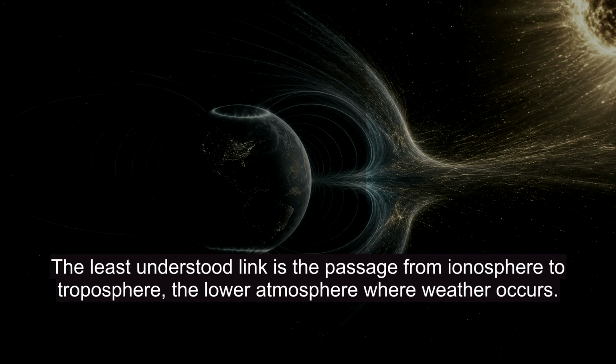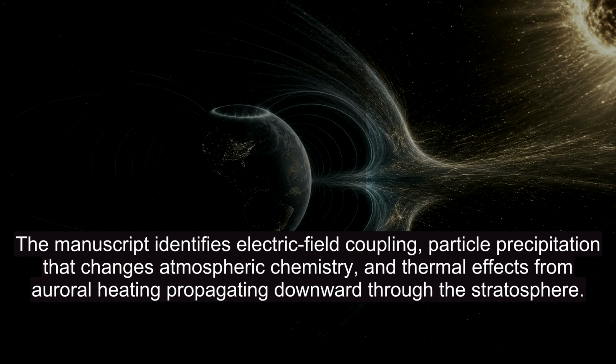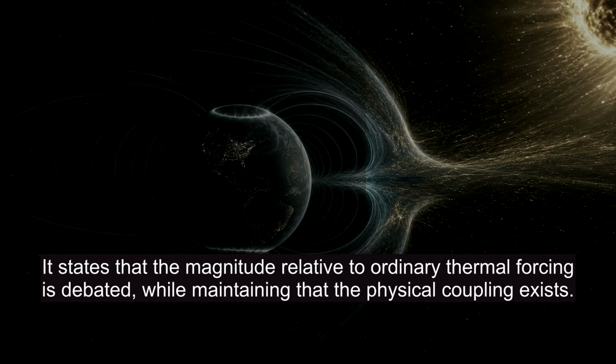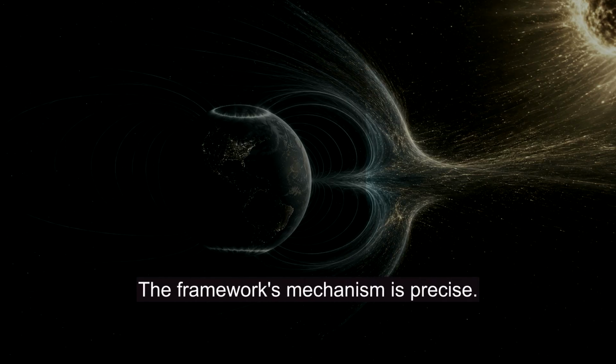The least understood link is the passage from ionosphere to troposphere, the lower atmosphere where weather occurs. The manuscript identifies electric field coupling, particle precipitation that changes atmospheric chemistry, and thermal effects from auroral heating propagating downward through the stratosphere. It states that the magnitude relative to ordinary thermal forcing is debated, while maintaining that the physical coupling exists. The framework's mechanism is precise.